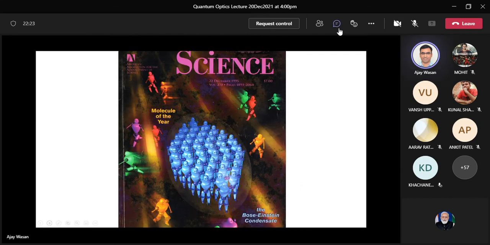So I'm just showing this paper published in Science. It was 1995. BEC was made by Eric Cornell and group. They are showing this particular thing. You can see here some atoms. They are showing they are marching in lock step. What is marching in lock step, I will show you in the coming slides. The more I compare, the more things will be clear to you people.